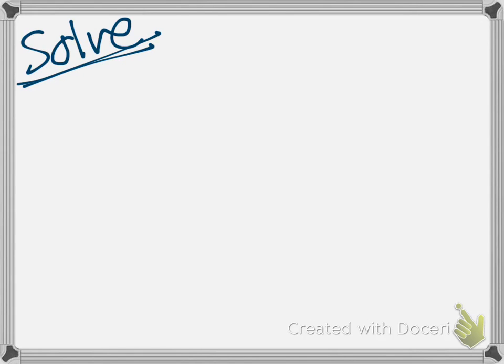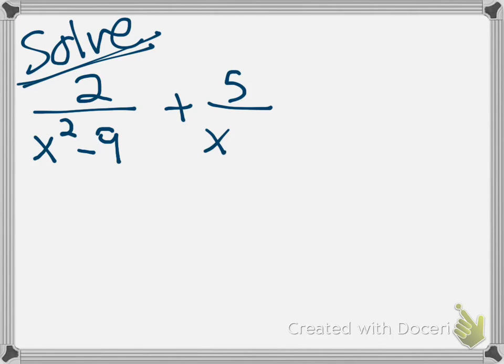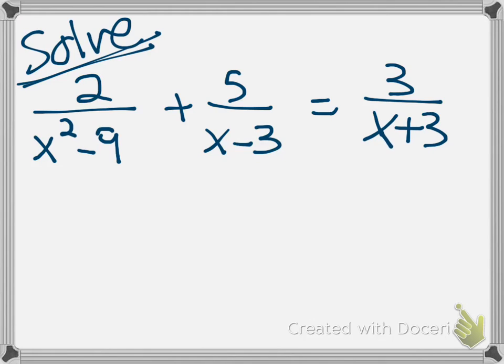Now, of course, that can get a lot more tricky. So let me go ahead and do a more difficult problem. And it's still, again, it's going to say solve. So let's do the one that has a 2 over x squared minus 9. Oops, that's a 9, sorry. Plus 5 over x minus 3 equals 3 over x plus 3. So let's do that as our problem.